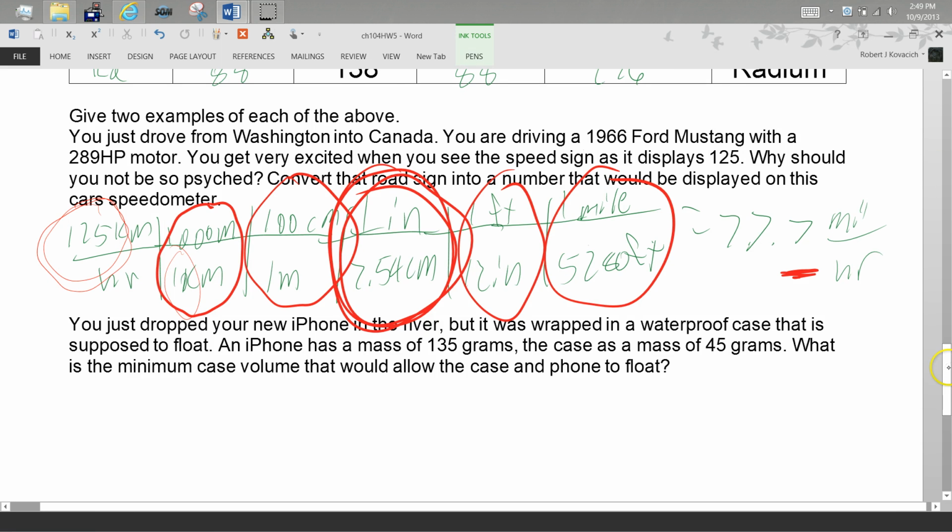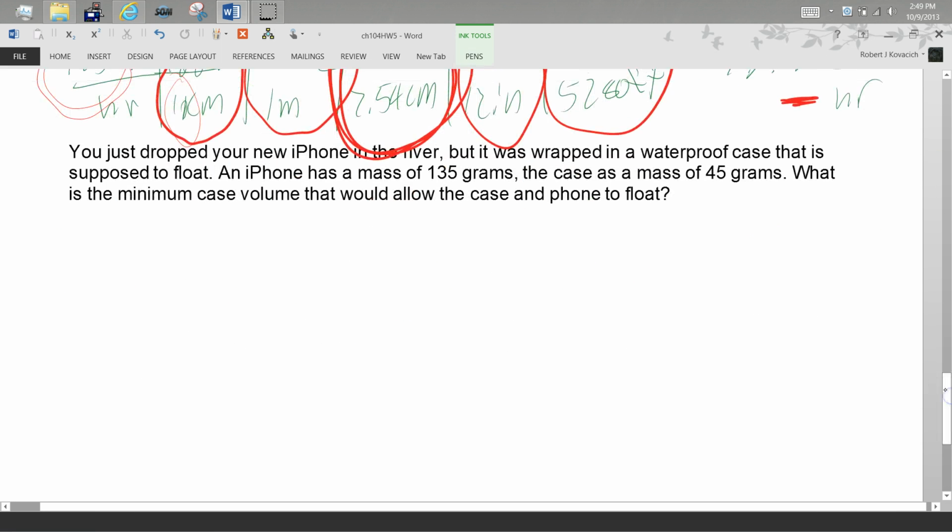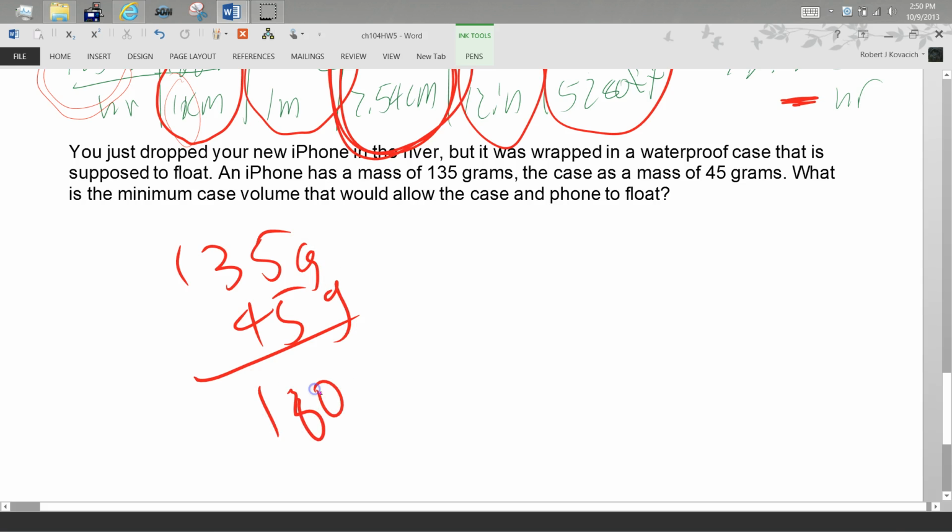All right, so you just dropped your new iPhone into the river, but it's wrapped in a waterproof case that's supposed to float. And the iPhone's mass is 135 grams, and the case's mass is 45 grams. What's the minimum volume for the case that would allow the thing to float? So I've got 135 and I've got 45, so that gives me a total mass of 180 grams.